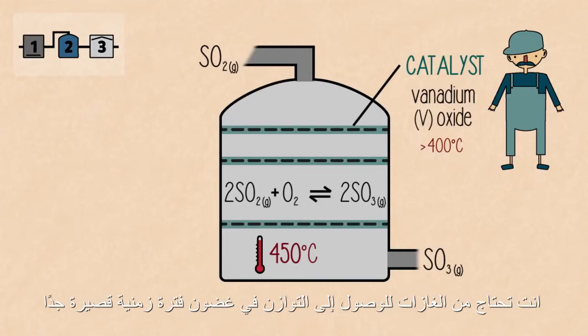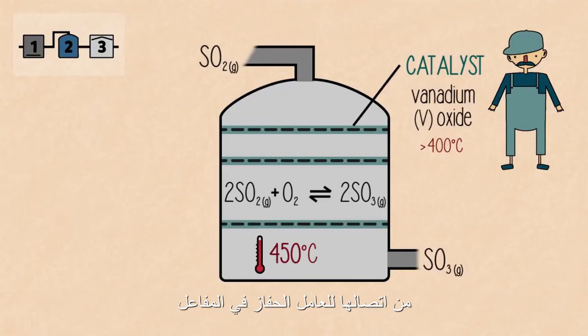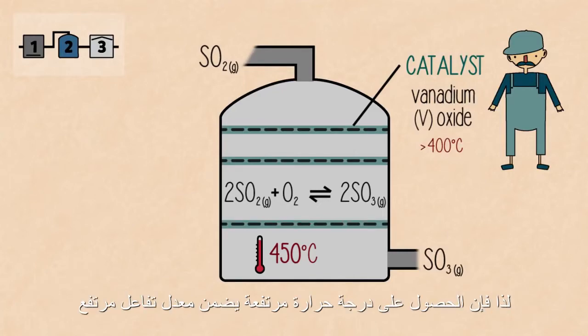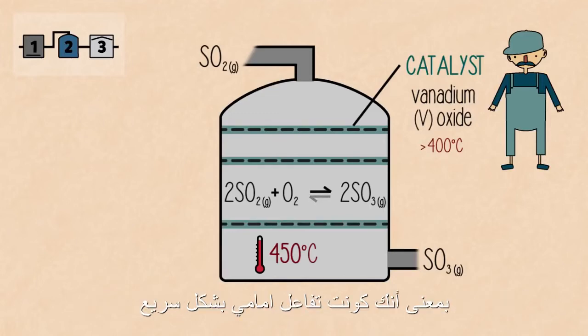You need the gases to reach equilibrium within the very short time that they are in contact with the catalyst in the reactor. So having an increased temperature ensures a high rate of reaction, meaning you establish the forward reaction quickly.